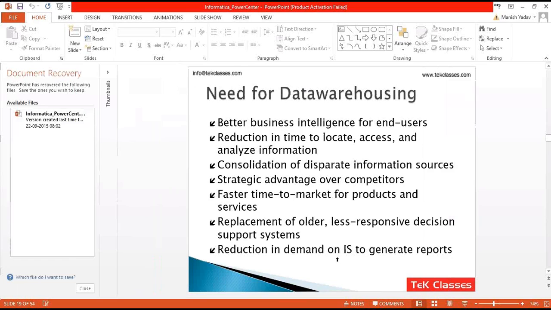Then strategic advantage over competitors, right? Unless you know about the data within your organization, you can never have the edge. This ultimately saves millions and millions of dollars every year for customers once they have the correct data from the data warehouse and are able to make good decisions.